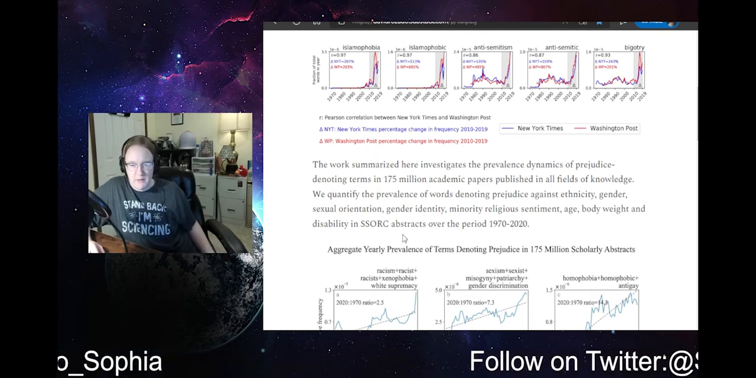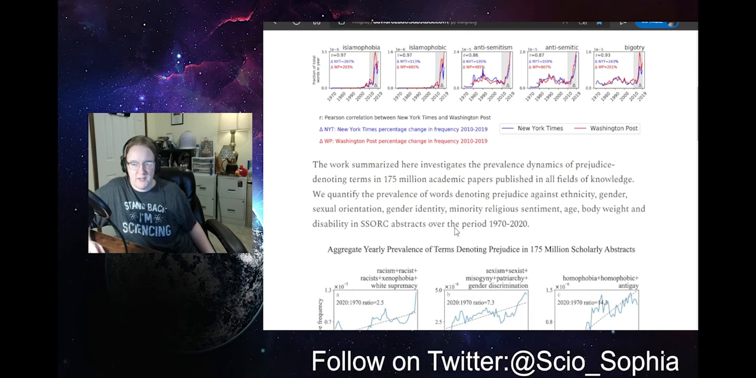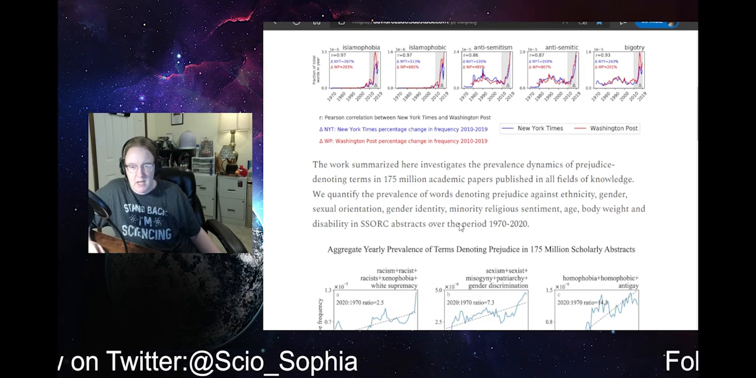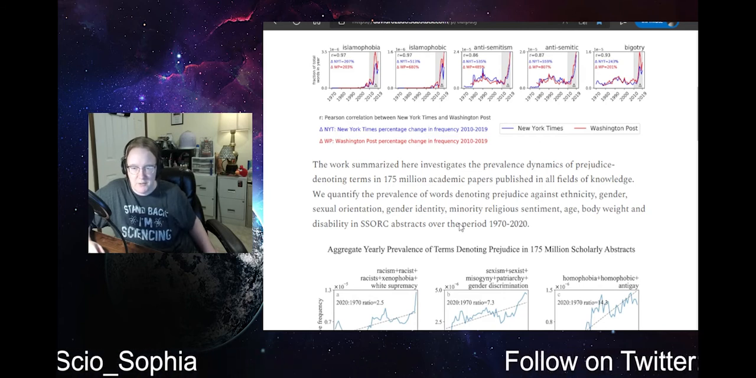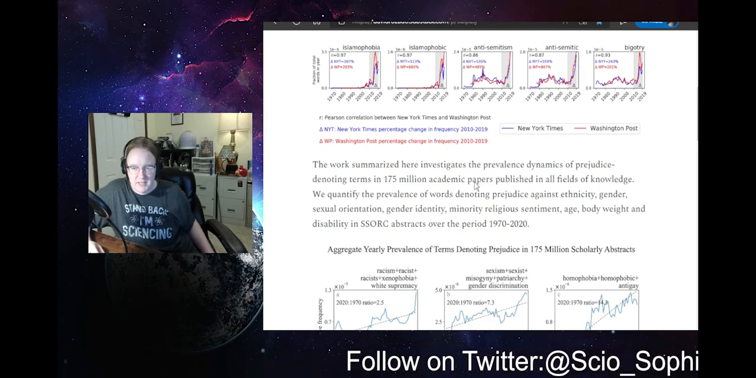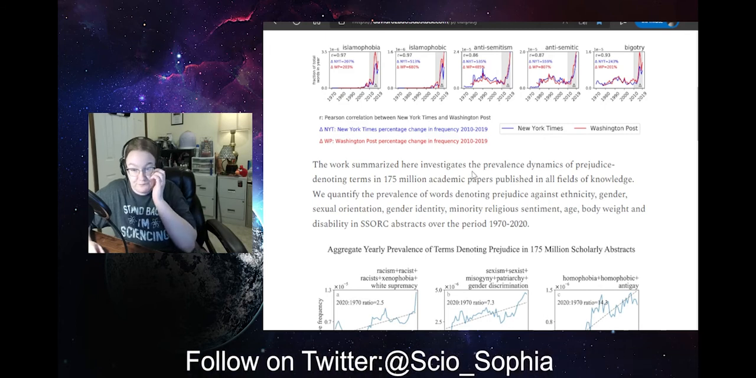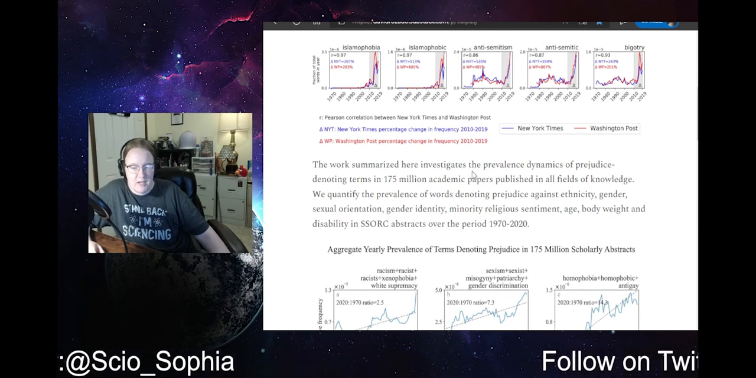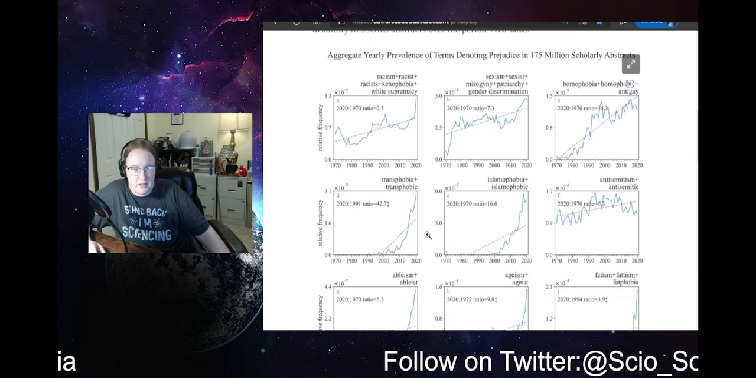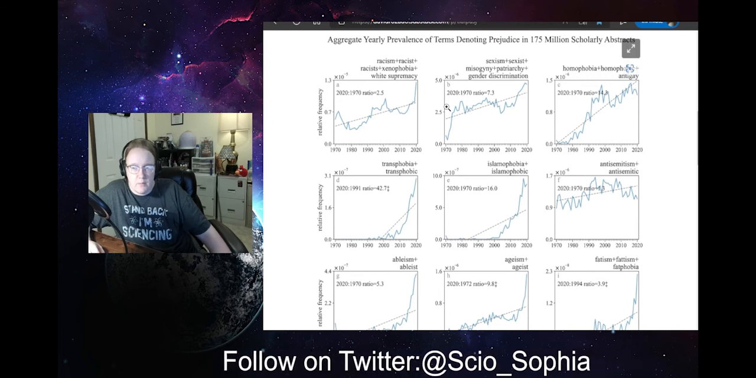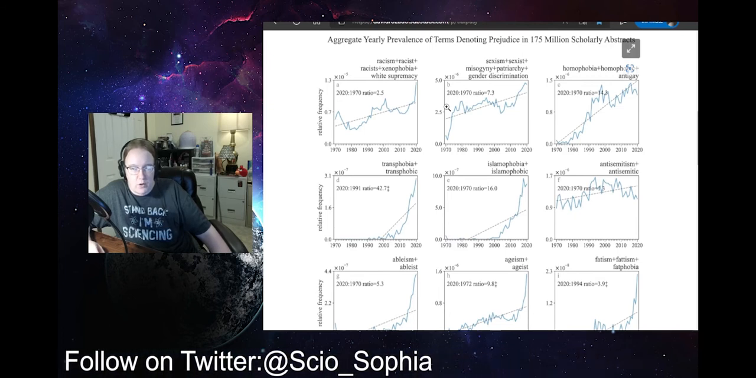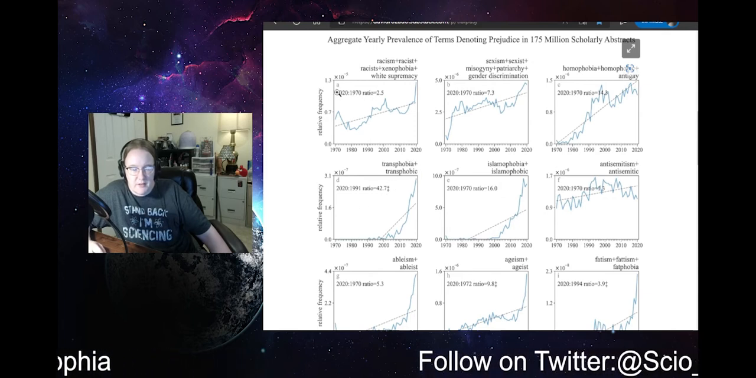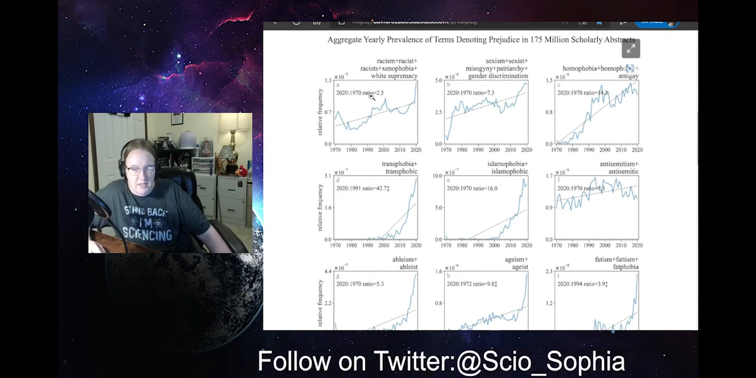We quantify the prevalence of words denoting prejudice against ethnicity, gender, sexual orientation, gender identity, minority religious sentiment, age, body weight, and disability, in SSORC abstracts over the period 1970 to 2020. So 50 years. And again, this has to do with the relative frequency of words. And basically, the higher the line goes here, the more frequently the word is used. And what you can see here is the other thing is he's got the ratio of 2020 to 1970.